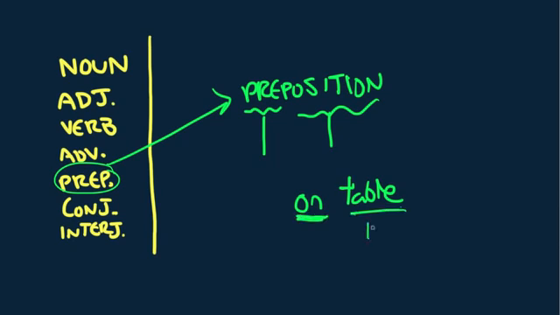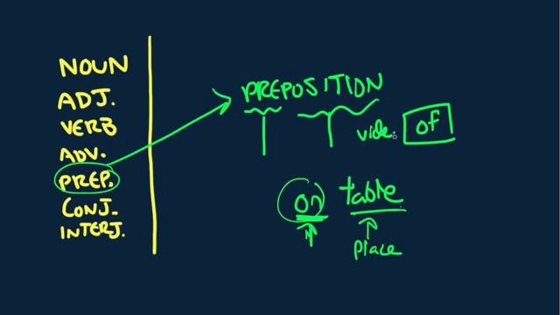This is the place, and this is the word before the place. That's where the name comes from. On. So there are a couple special prepositions that we need to worry about, like of. Of usually describes possession, like Jeff's video on grammar, or video of Jeff. It would be equivalent to Jeff's video, but here of is a preposition.